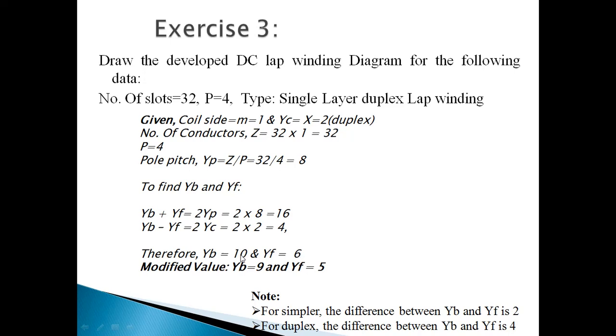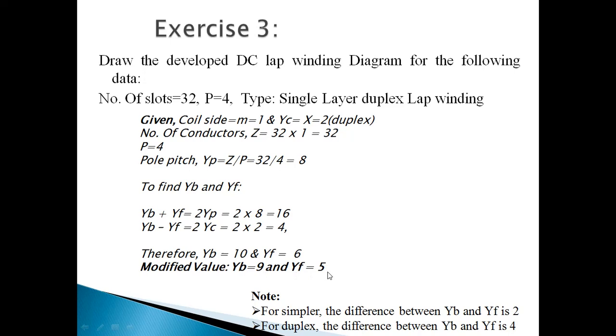But here both the back pitch and the front pitch are even integers. In the very first sessions we discussed that the back pitch and the front pitch values should be odd integers. They should not be even integers. So in such a case I should modify those values. Therefore the final modified values of back pitch and front pitch are YB equals 9 and YF equals 5. Do not round it off to 11 and 7. It should be lower than what you got. Okay, so the back pitch is equal to 9 and the front pitch is equal to 5.